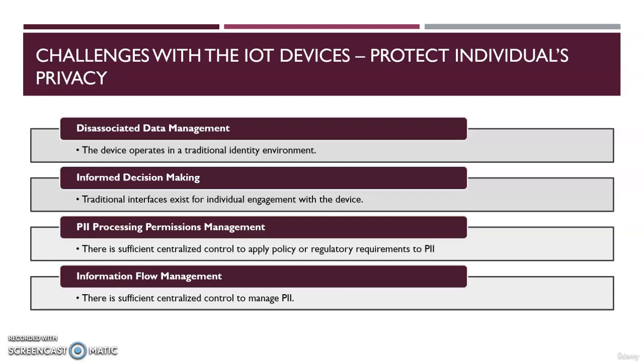Next is information flow management. Here we say there is sufficient centralized control to manage PII, but in case of IoT devices, they may be complex and dynamic with sensing functionality that can collect PII being frequently added and removed. IoT devices may not support standardized mechanisms for centralized data management, and the sheer number of IoT devices to manage may be overwhelming. The IoT devices may not have the capability to support configurations such as remote activation prevention, limited data reporting, notice of collection, and data minimization.